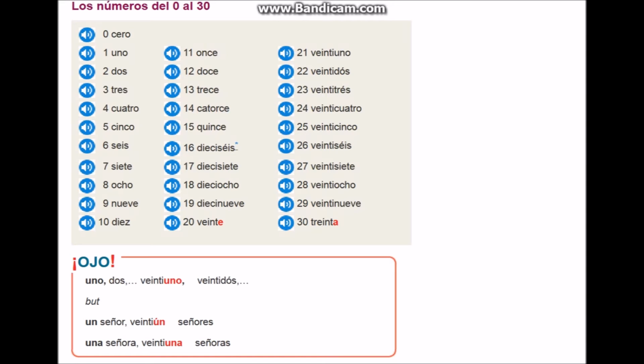So we get 21, 22, 23, 24, 25, 26, 27, 28, 29, 30. Right, so 20 is 20. This is where that sound of the vowel is important. 30 is 30. So remember the letter A is A. So 21, 22, 23, 24, 25, 26, 27, 28, 29, 30.